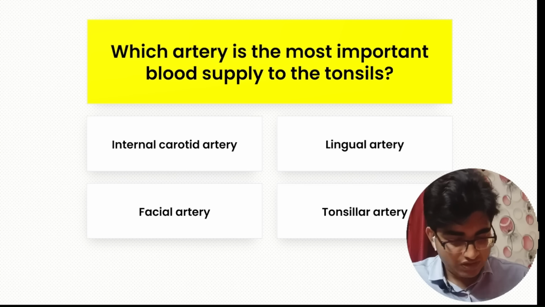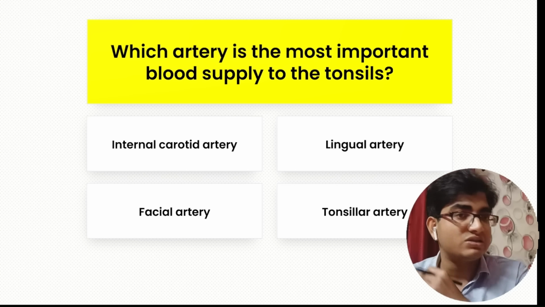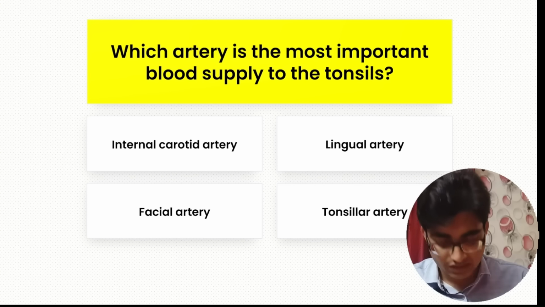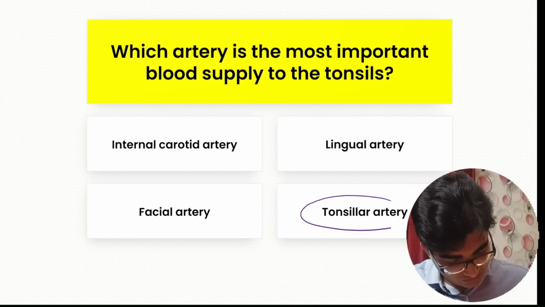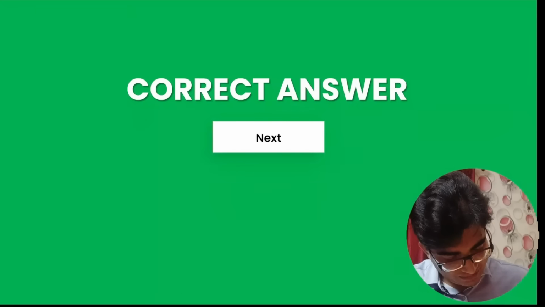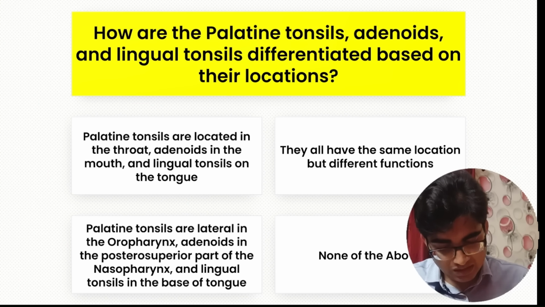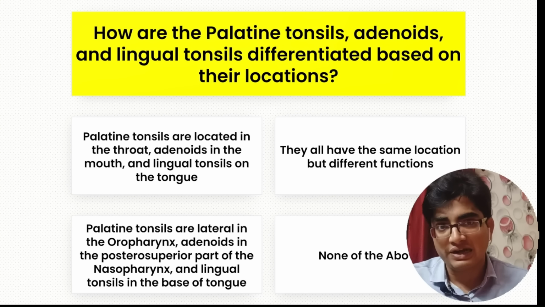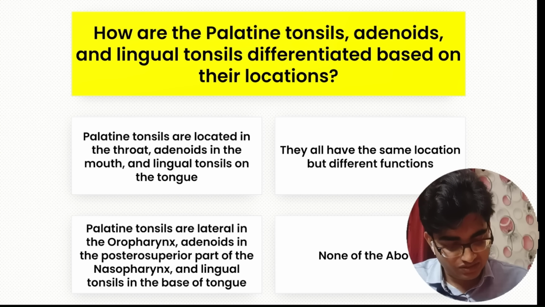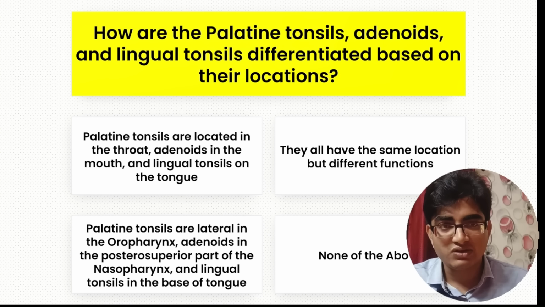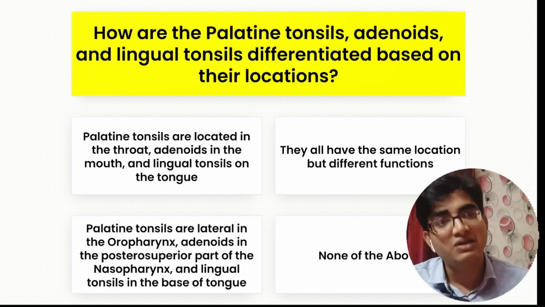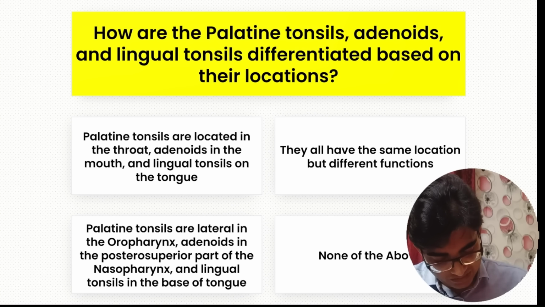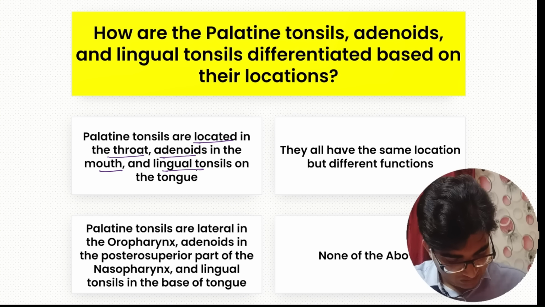Next, which artery is the most important blood supply to the tonsil? This is a straightforward question. Tonsillar artery, no doubt in that. Next, how are the palatine tonsils, adenoids, and the lingual tonsils differentiated based on their locations? I have already discussed this point. So obviously, palatine tonsils are located in the throat, adenoids in mouth, lingual tonsils in tongue.